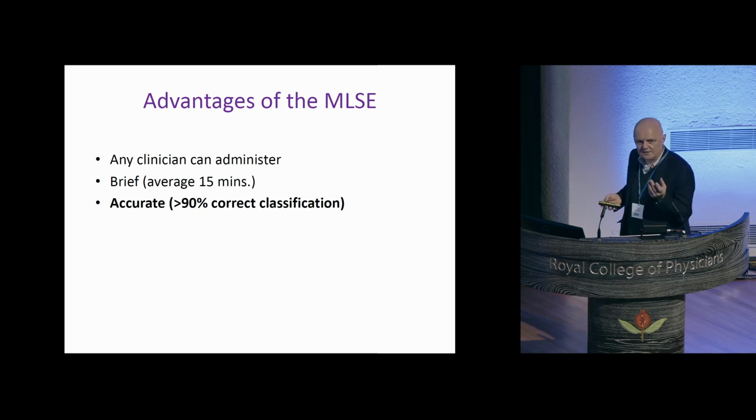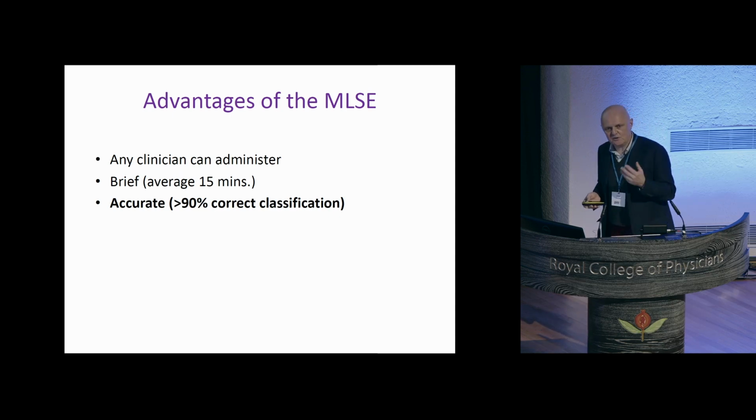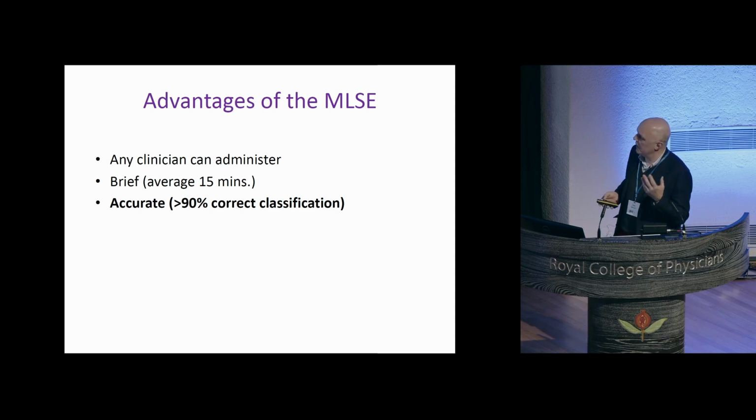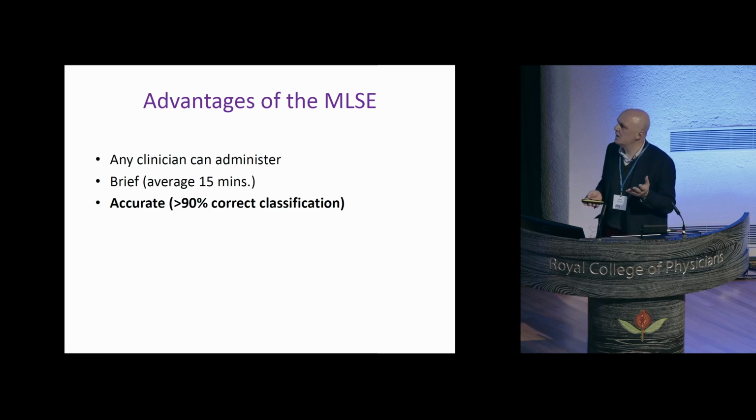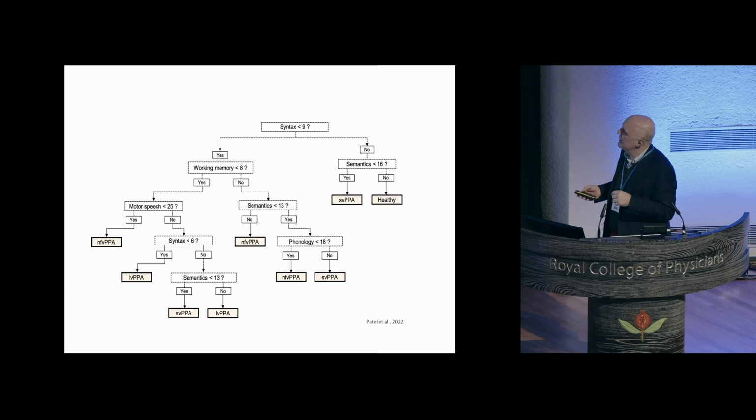Using these gold standard classifications from John Hodges trained cognitive neurologists, we found that the MLSE classified more than 90% of cases. That's to say, put them in the correct category. When it was a case of saying, are they a PPA or are they a control, it was much, much higher. It was 97, 98%.